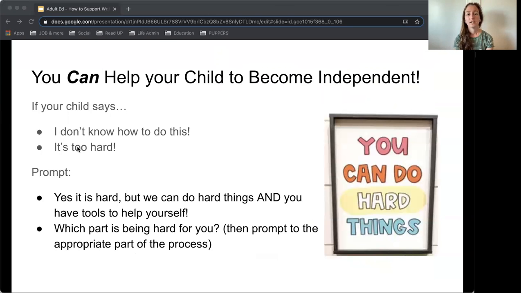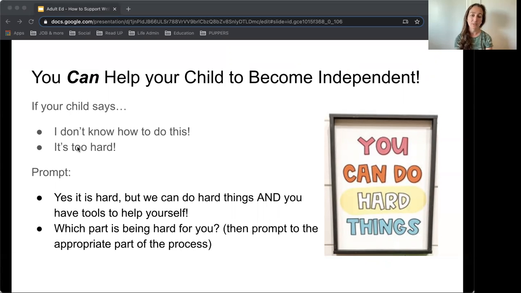Finally, you can help your child become independent. When your child says, I don't know how to do this, or it's too hard, you can reply back and say, yes, it is hard, but you can do hard things and you have the tools to help yourself. Or which part is hard for you? Then help them by finding a chart from this slide or another resource and prompt them using the appropriate prompt to help them in the process to build their independence.